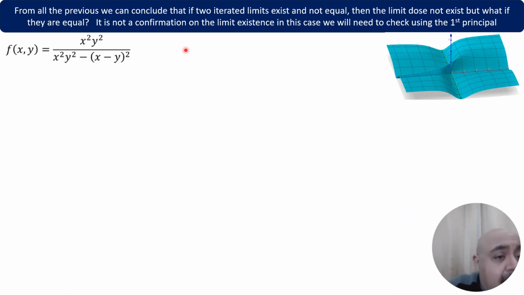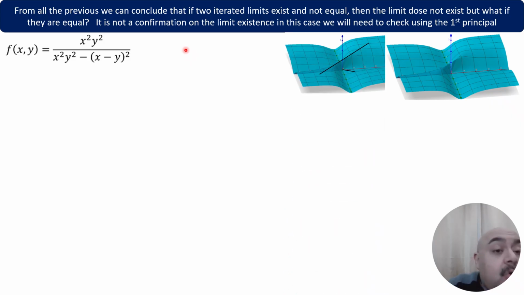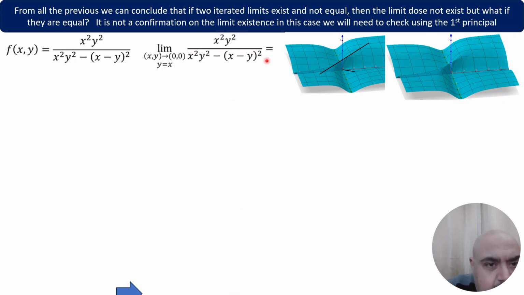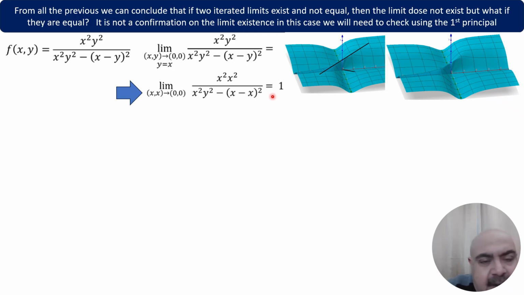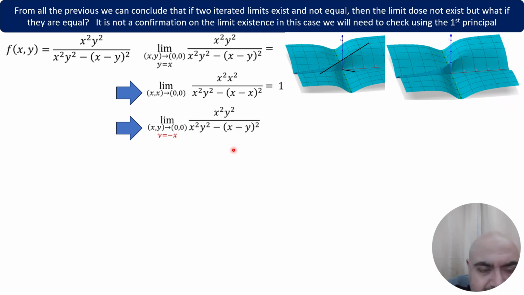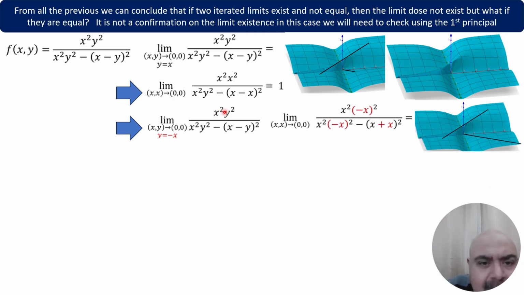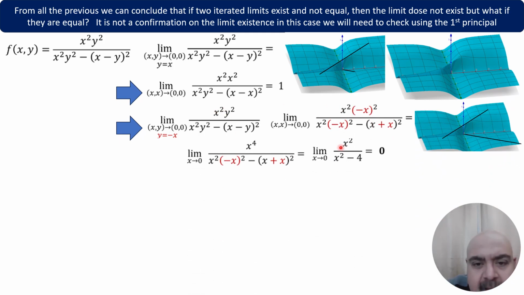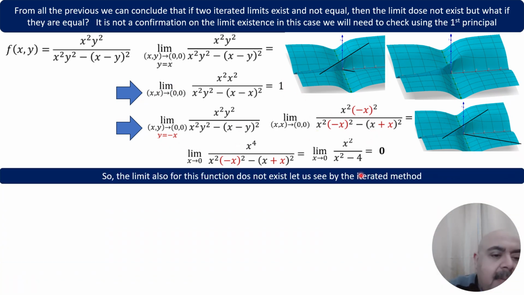So for example, for this problem, which is x squared y squared divided by (x squared y squared minus x minus y), if I use the directed method y equal to x and make the substitution and simplification, it's going to equal 1. Let's do it once more for y equal to negative x. Making the substitution, once more it's going to equal 0. The two directed curves, y equal to x and y equal to negative x, give values that are not equal to each other, so the limit of this function doesn't exist.